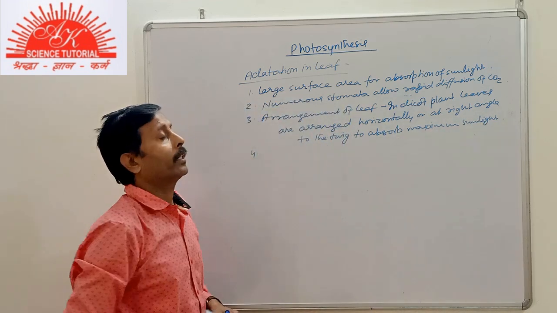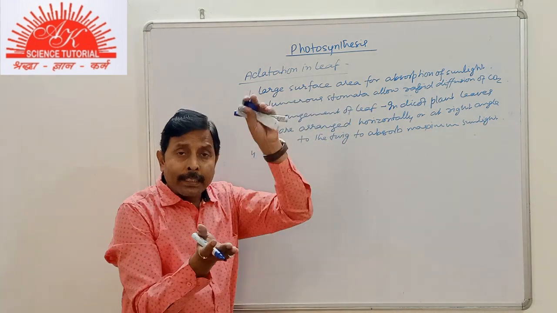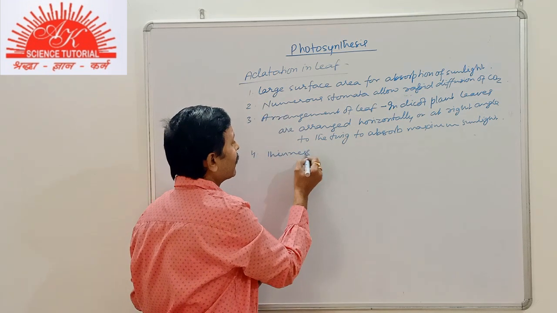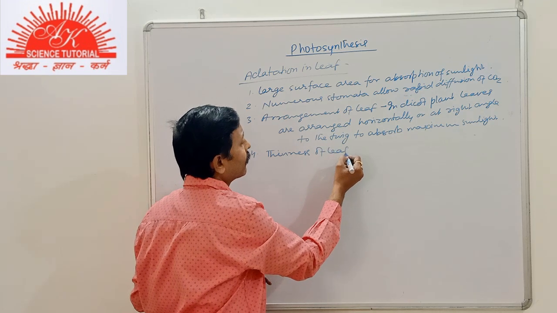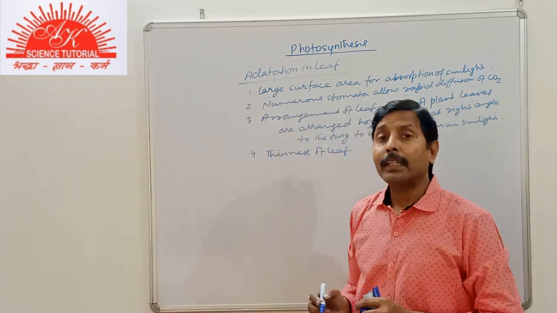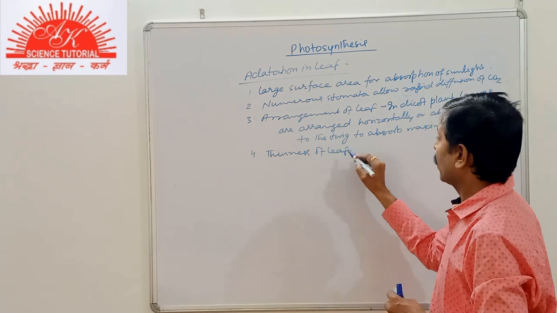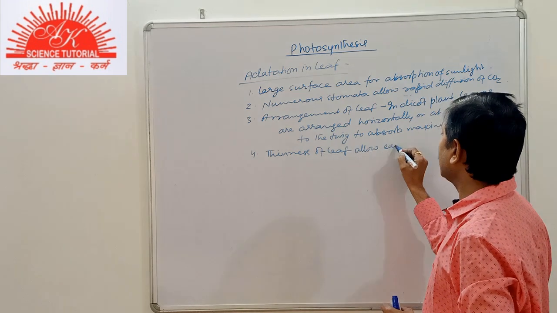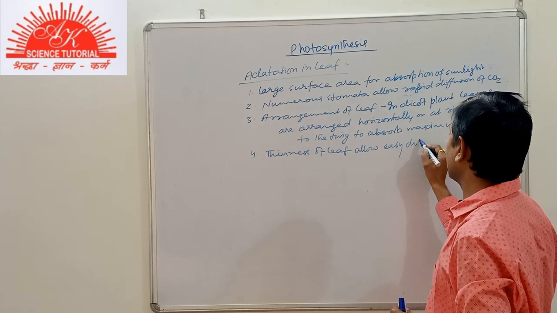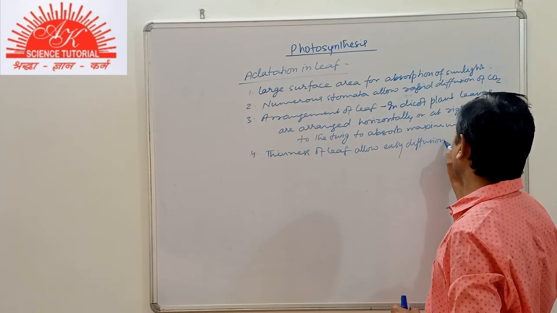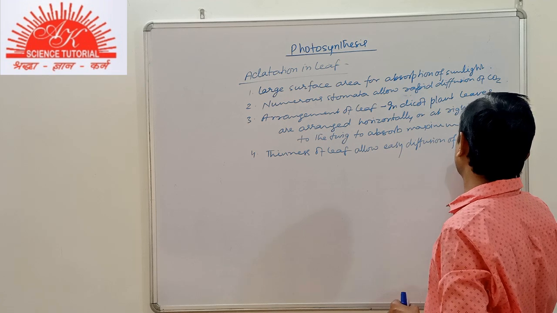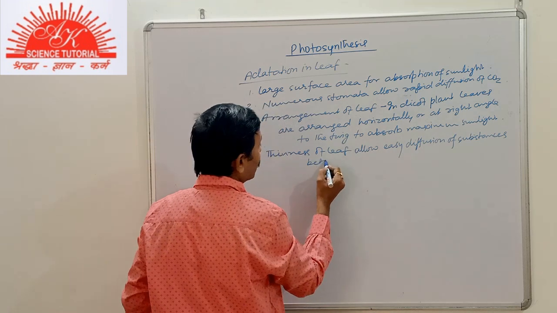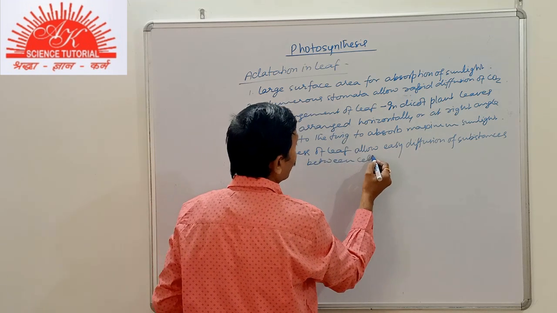Now the fourth point related to it, the thinness of the leaf. Thinness of the leaf allows easy diffusion of substances between cells.